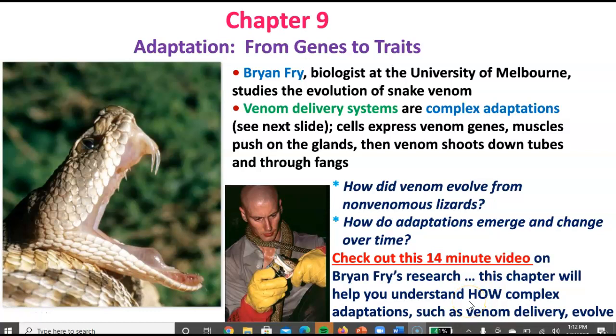So I want to start off here, chapter 9, which is titled Adaptation from Genes to Traits. If you were using the second edition of our evolution textbook, if you got a hard copy or whatever, then this is treated as chapter 10 in that second edition. So it's chapter 9 in our third edition. But this chapter is dealing with the evolution of complex phenotypes.